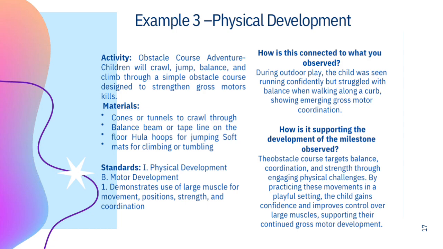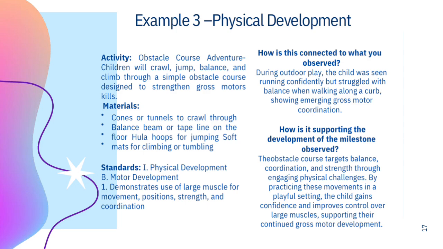Next, we have example 3, physical development. The activity will be obstacle course adventure. Children will crawl, jump, balance, and climb through a simple obstacle course designed to strengthen gross motor skills. The obstacle course targets balance, coordination, and strength through engaging physical challenges.